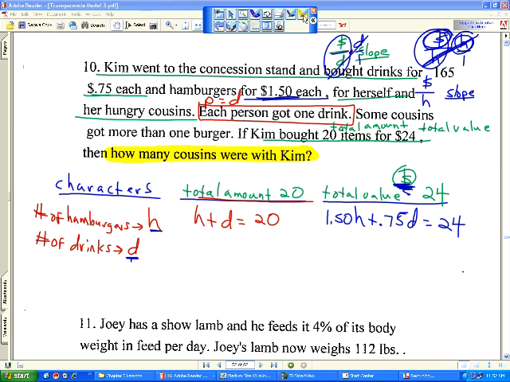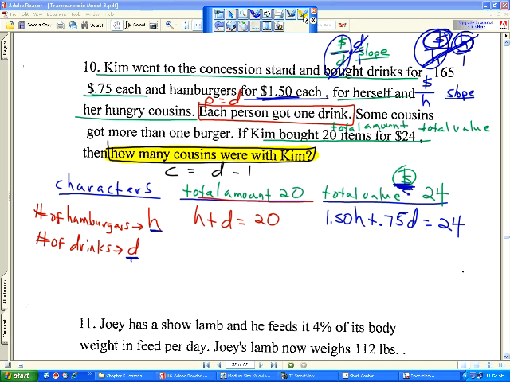Okay? All right, we have a system of two equations with two unknowns. We want to solve by either graphing, which isn't very accurate, so we never choose that one, or substitution or linear combination. Substitution because we have one that's pretty clean, right? So we want to isolate one of our variables like D. But let's think about this. Do we want to end up with D's or H's? D's. We want to know how many cousins were with Kim, and the number of cousins is equal to the number of drinks minus 1, because we're not going to count Kim. That means we need to solve for the number of drinks.